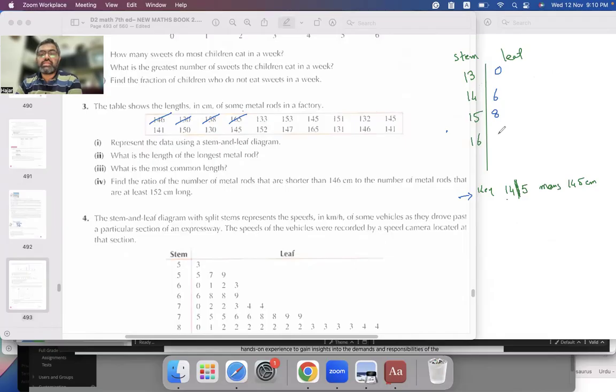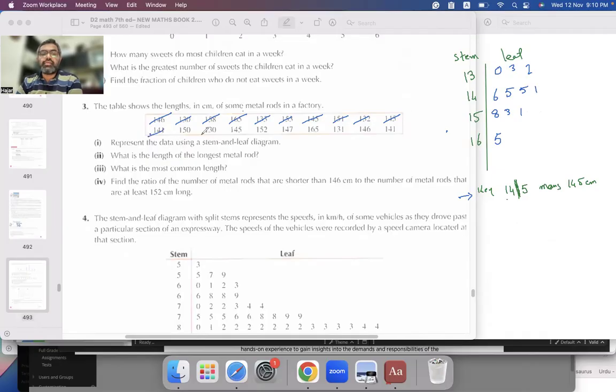165, so 6, 116 in fact, and 5. 133, so we put 3 over here. 153, 3 comes here. 145, so 5 comes here. 140 and 5. 151, 1, 132, so here it's 2. And 145. It's important to keep on crossing so you will not miss anything or add anything twice.